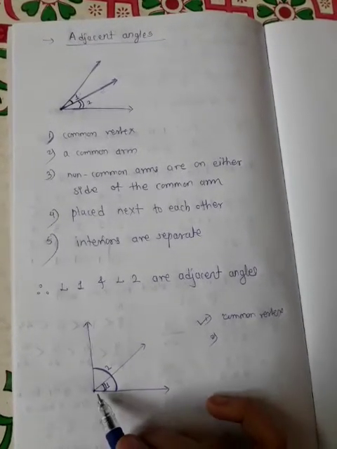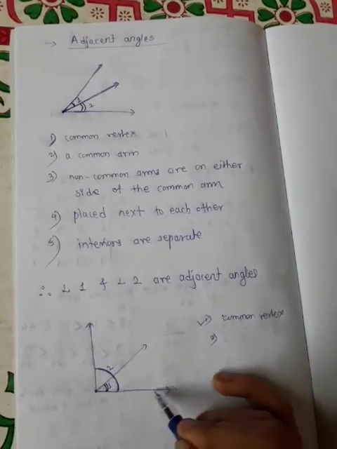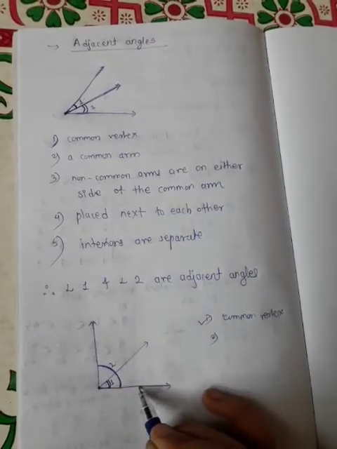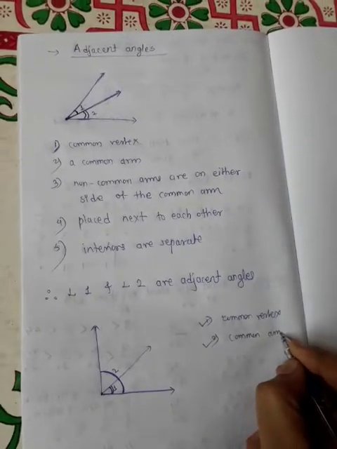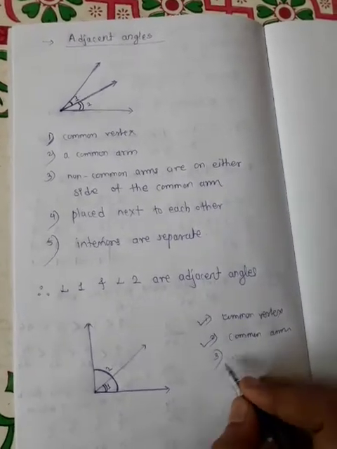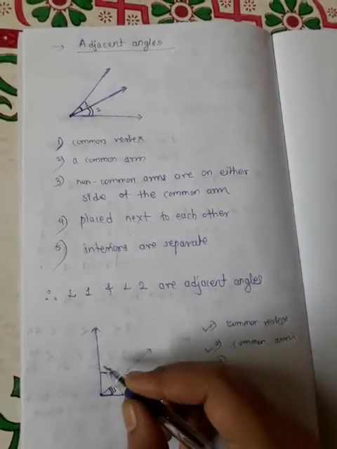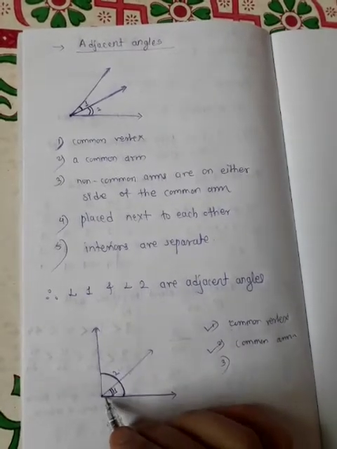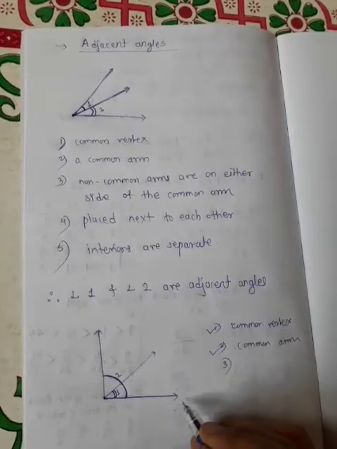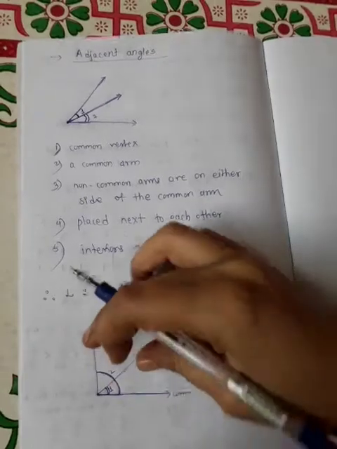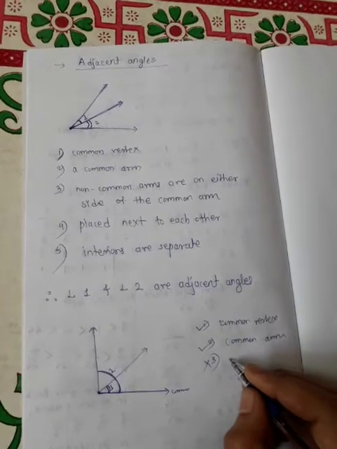See here, this is angle 2 and this is angle 1. You can observe this side is a common arm. So they have a common arm, and it satisfies the second condition also. Now third, their non-common arms are on either side of the common arm. This is the common arm and these two are non-common arms. You can observe that these non-common arms are on the same side of the common arm. So it does not satisfy the third property.